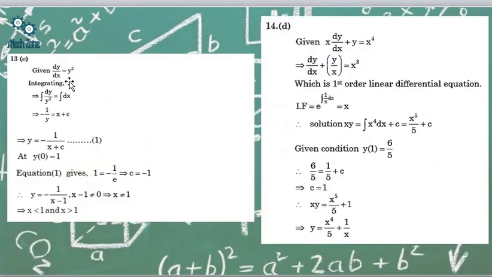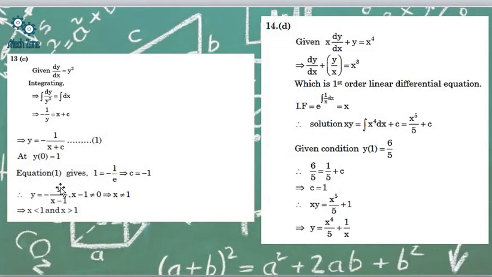So we have been given that dy by dx is equals to y square. So this is simply a variable separable case. We will take all the terms of y on one side and all the terms of x on the other side, and we will simply integrate. On integration we will find that y is equals to minus 1 upon x plus c, where c is the constant. Now the value of the constant can be simply determined by keeping the boundary conditions, and the value of c is coming out to be minus 1.